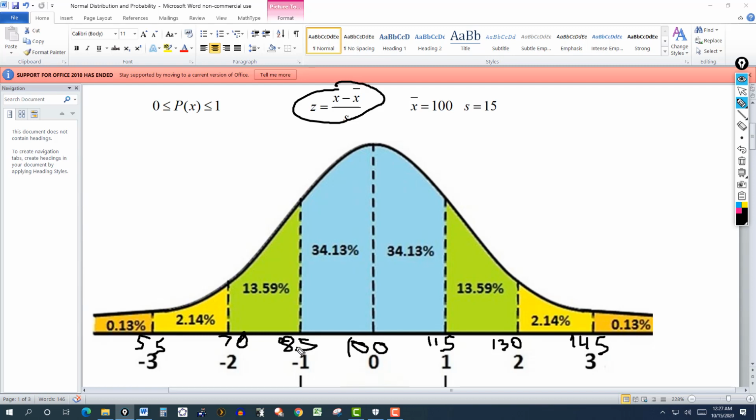Now on this side, notice 85 minus 100 is negative 15, divided by 15 is negative 1. Okay, and then 70 minus 100 is negative 30, divided by 15 is negative 2. And then 55 minus 100 is negative 45, divided by 15 is negative 3. That's how we get these values. So we're subtracting 100 and dividing by the standard deviation.